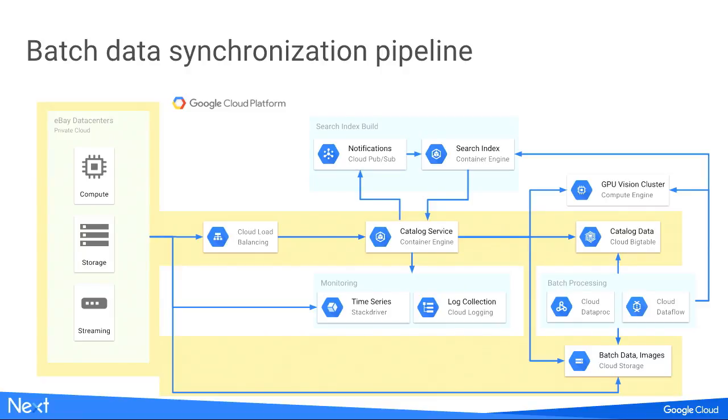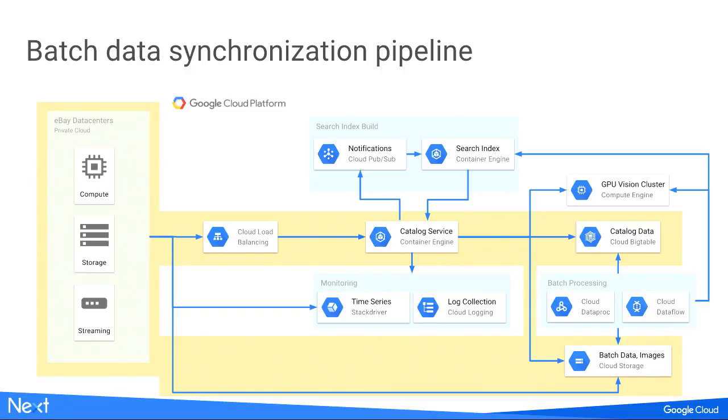We also have a dashboard for highly visible items. We can compare what is in core systems to what is in Bigtable, and then force synchronization.